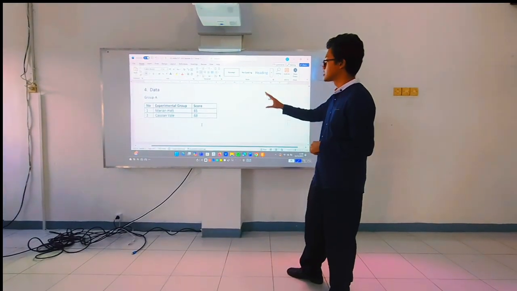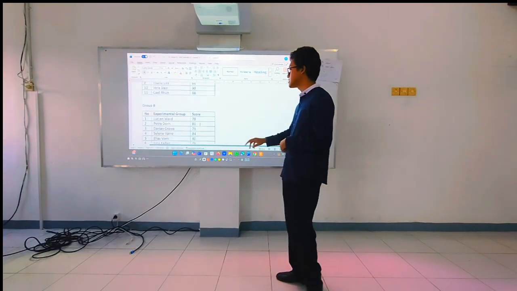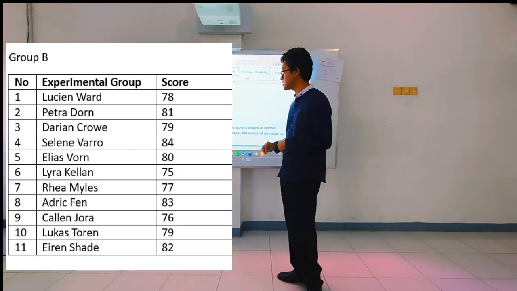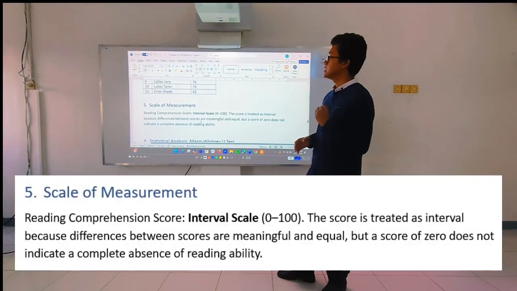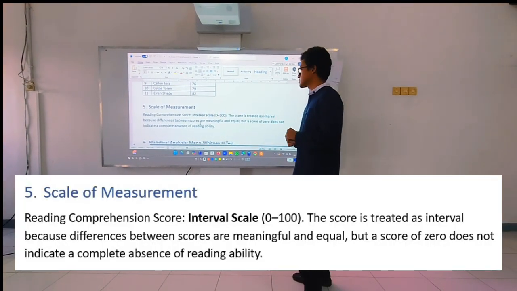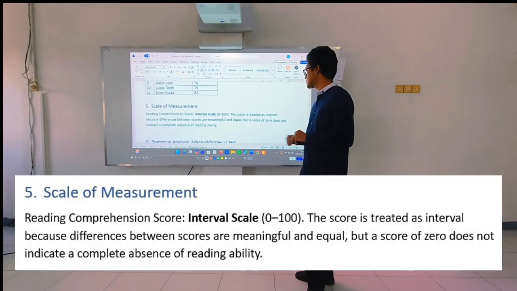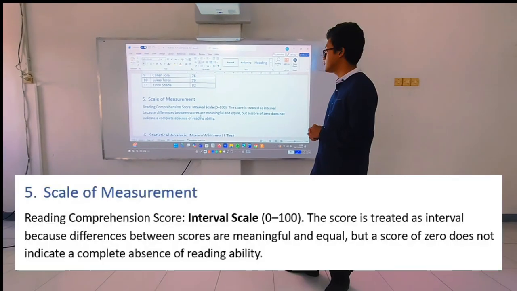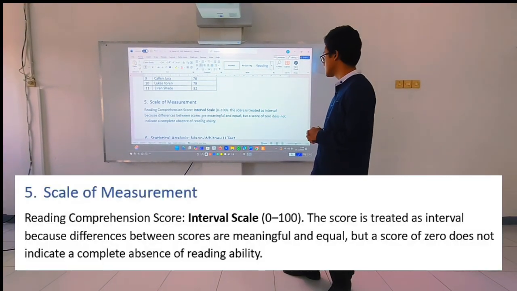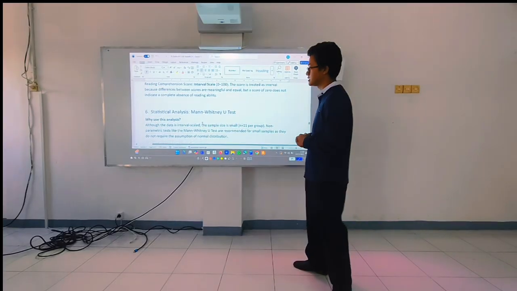The data of Group A as the experimental group, and the next one is the data of Group B as the control group. The scale of measurement: reading comprehension score is an interval scale 0 to 100. The score is treated as interval because the differences between scores are meaningful and equal, but a score of 0 does not indicate a complete absence of any ability.